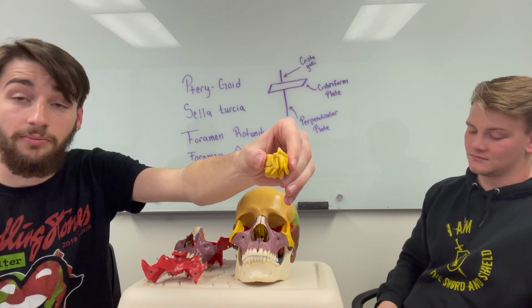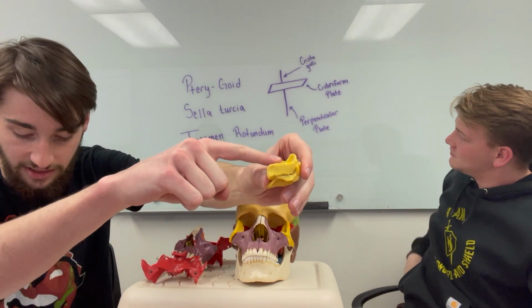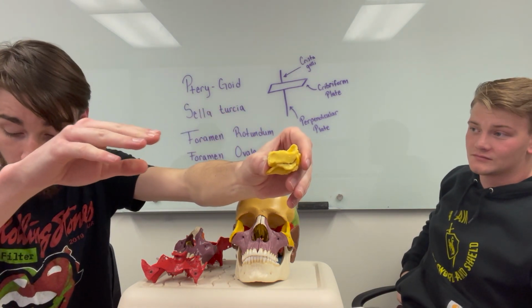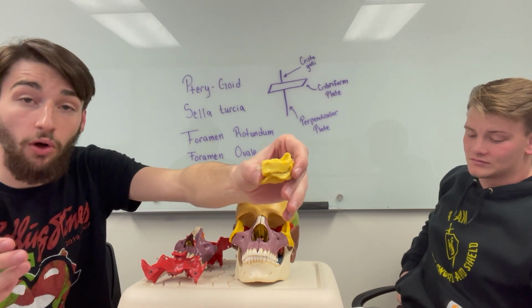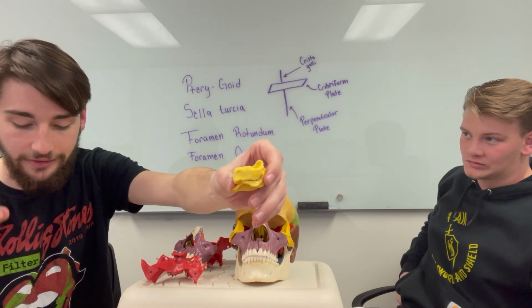Next, we've got the cribriform plate. The cribriform plate is directly behind that crest that we talked about, right? The crista galli, cribriform plate. The cribriform plate is actually where the olfactory bulb is going to be housed. It's a bundle of nerves that helps us smell. We'll learn about it later, don't worry.